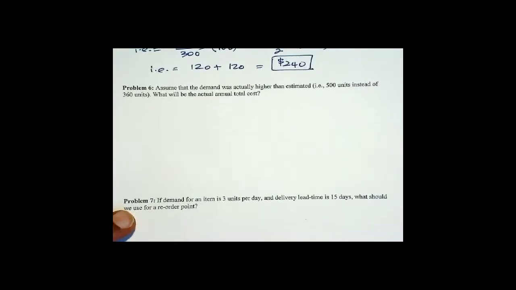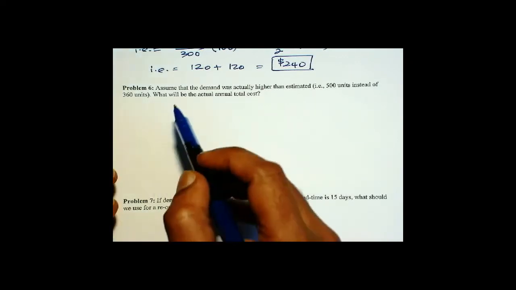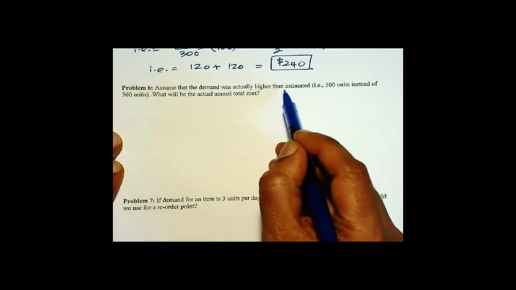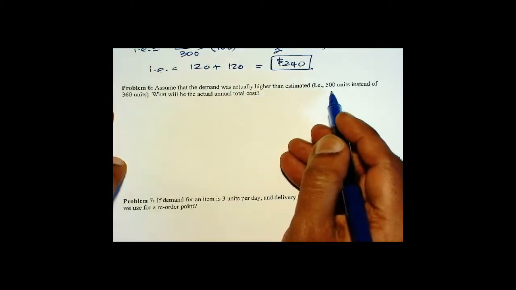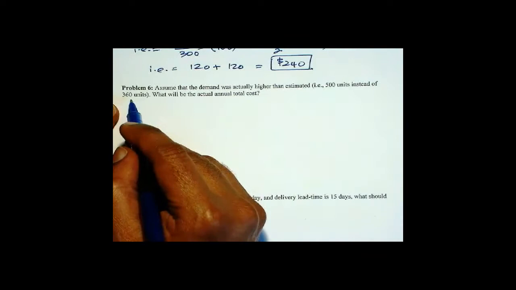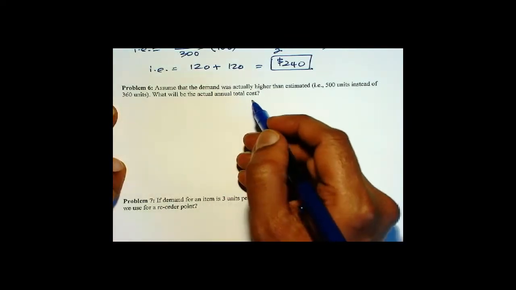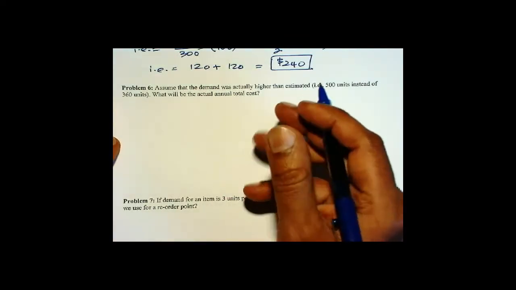We talked about robustness of the EOQ formula. So that's what we're going to do in this problem. So assume that the demand was actually higher than estimated. It is 500 units instead of 360. What would be the actual annual cost? And we will also find the difference.